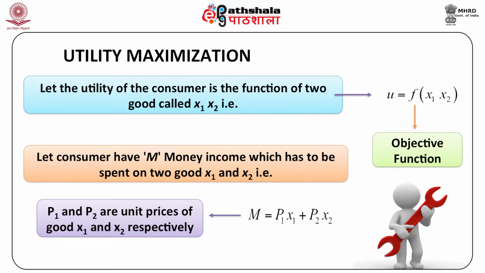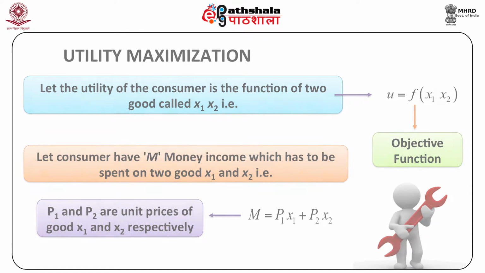Let the utility of the consumer be a function of two goods x1 and x2. That is, u is a function of x1 and x2. This is known as equation 1, the objective function. Let the consumer have M money income, which has to be spent on two goods x1 and x2. That is, M is equal to P1 x1 plus P2 x2. We denote this as equation number 2, where P1 and P2 are the unit prices of goods x1 and x2 respectively.